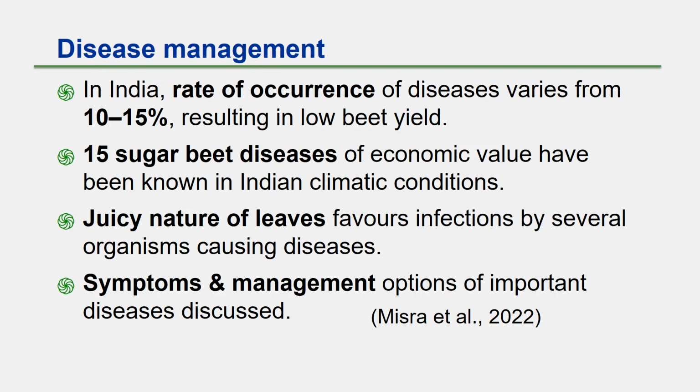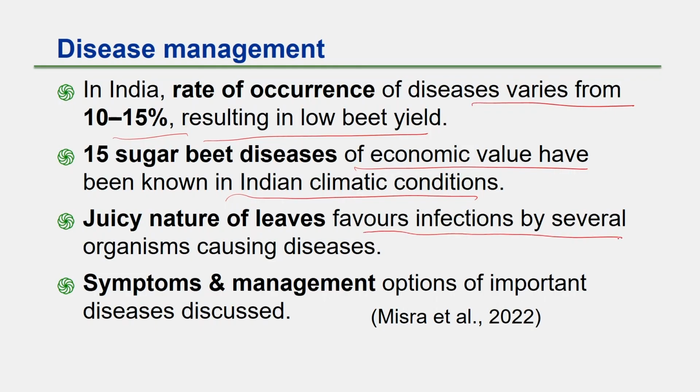Because disease also causes damage to the crop and can reduce the yield and quality of beet crop. So, in India, the rate of occurrence of diseases varies from 10 to 15%, resulting in low beet yield. 15 sugar beet diseases of economic value have been known in Indian climatic conditions. The juicy nature of leaves favors infection by several organisms causing diseases. Symptoms and management options of important diseases are now discussed.